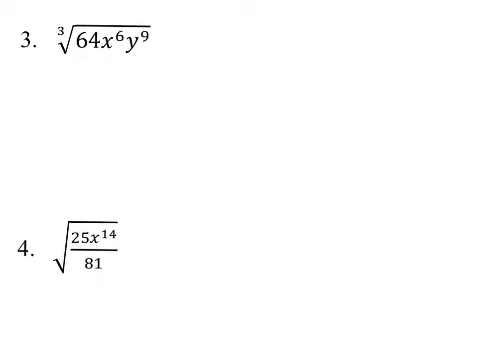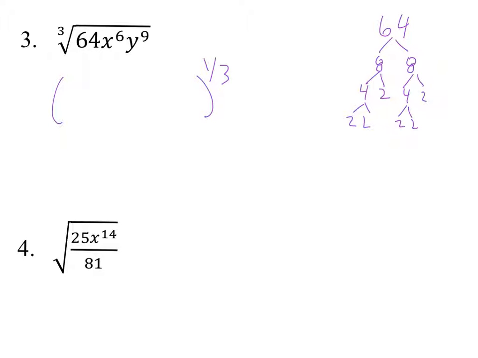Oh, now I have a little 3 out there. If I have a little 3 out there, that's the same thing as the 1/3 power. And then I'm going to write 64 over here. I am not circling and crossing out here, only when you see adding, subtracting. So what I have here is 1, 2, 3, 4, 5, 6, 2. So that's 2 to the 6th, x to the 6th, y to the 9th.